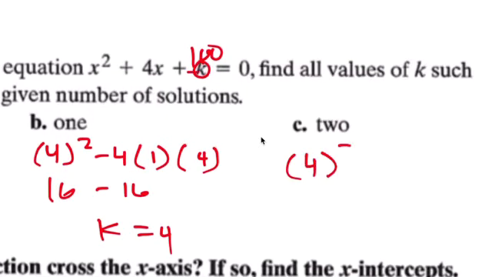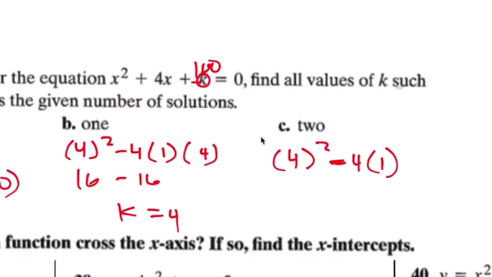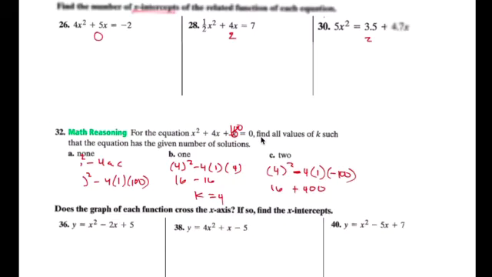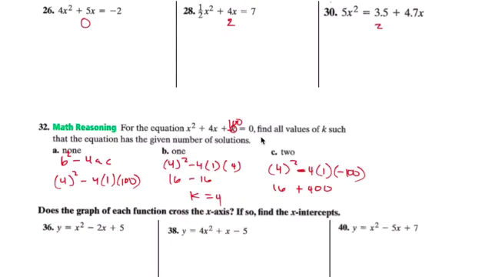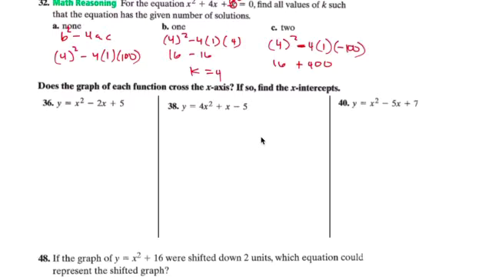Now for 2 solutions, you can make this any negative number you want. 4 squared minus 4 times 1. In order to be a positive, you can make it negative, let's say 100. Then 16 plus 400, definitely greater than 0. Come up with your own numbers instead of mine.